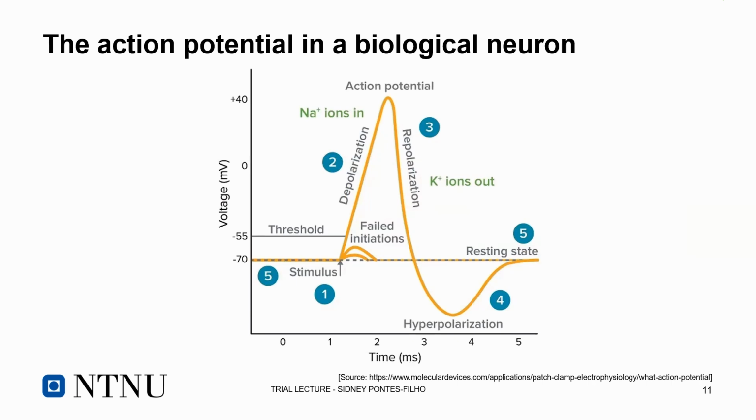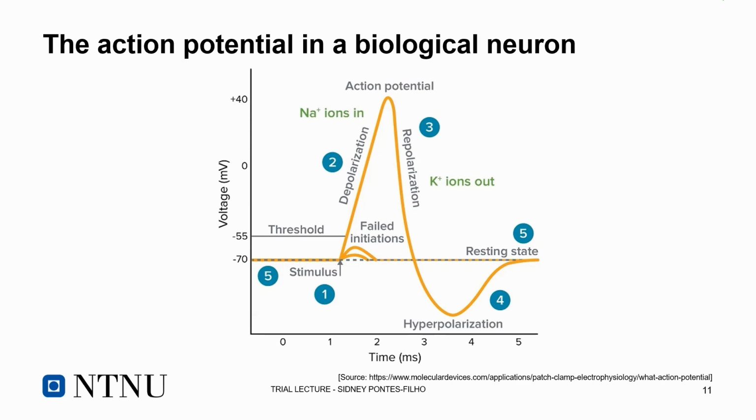And this is how the action potential happens in the biological neuron. So how is the spike performed by the neuron? We have minus 70 millivolts as the resting state, or the resting membrane potential, and the threshold is minus 55 millivolts. When we have some stimulus, maybe it's not going to reach the threshold. It's shown in the failed initiation, but maybe some initiations trigger and pass the threshold. So we have a phase called depolarization. It's mostly the sodium gates opening, allowing sodium from outside to enter the cell. And then we have a peak that is 40 millivolts.